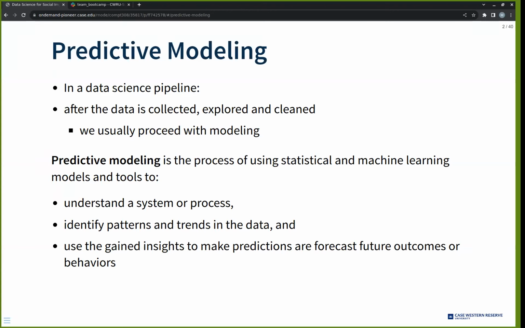So what is predictive modeling? In a data science pipeline, when you have collected all the data, you have explored everything, you have cleaned it, then after that comes modeling. It is a process in which you use statistical or machine learning tools to either understand something, identify some pattern in something, or even make predictions on the future. Those are the things that you can do with predictive modeling.